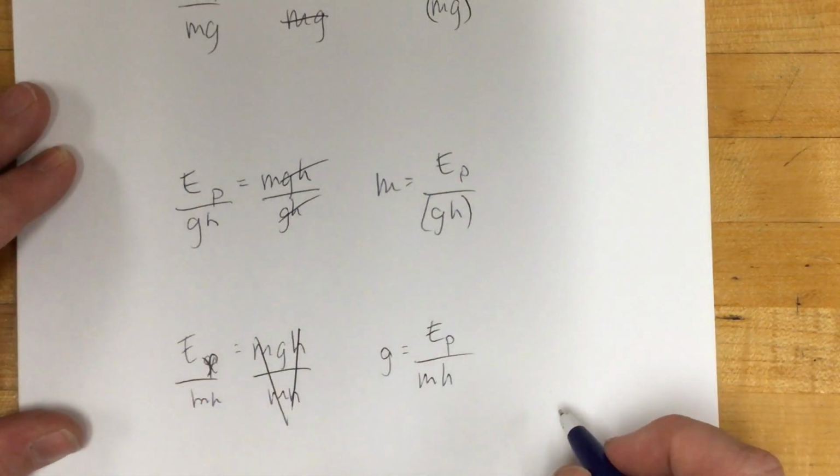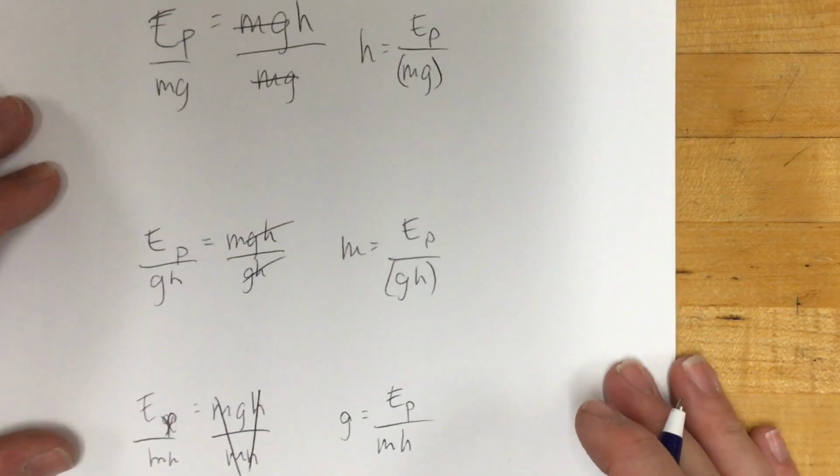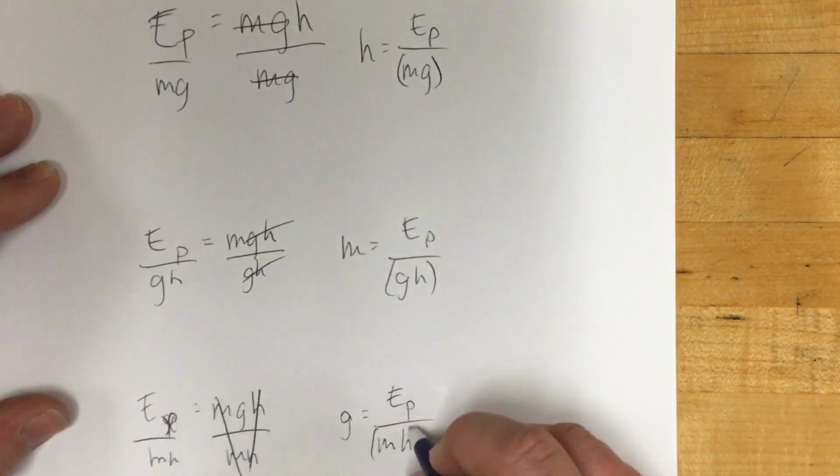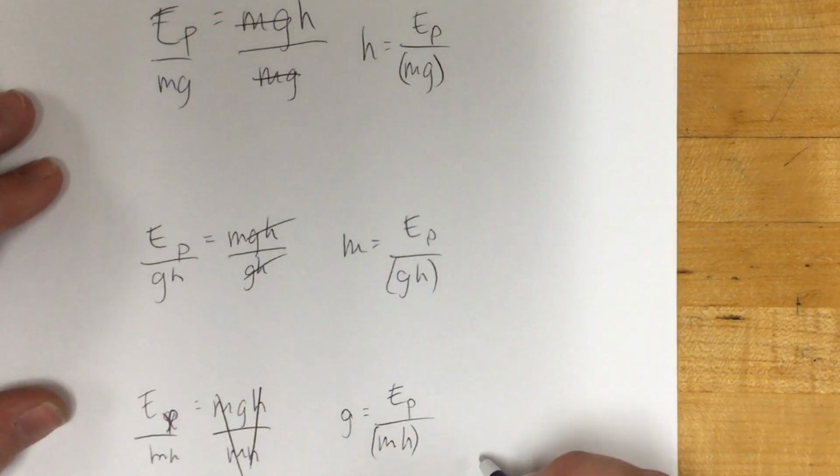Either way, in all three of these rearrangements, you start with the potential energy and divide by the other two, every time being sure to calculate them in parentheses on your calculator.